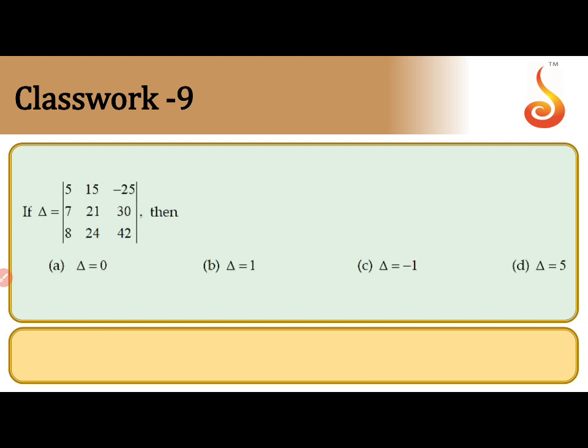Now this question: the value of the determinant. Look at the terms in this determinant: 5, 7, 8; 15, 21, 24; minus 25, 30, 42. Big numbers are given. You can take a common factor from any one row or column to get the simplest form. Observe the second column, where I took common 3. If you take 3 common, 3 into 5 is 15, 3 into 7, 3 into 8.